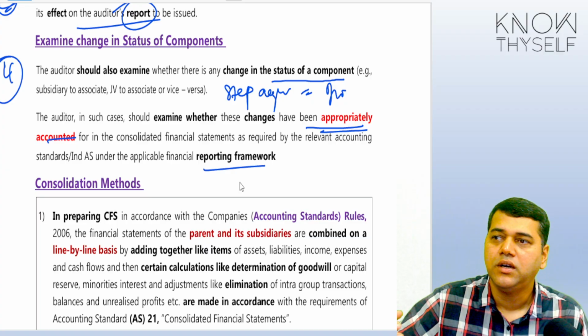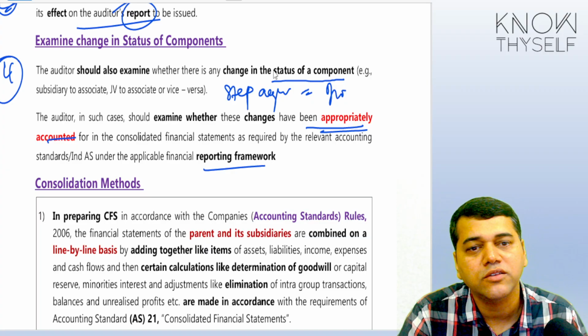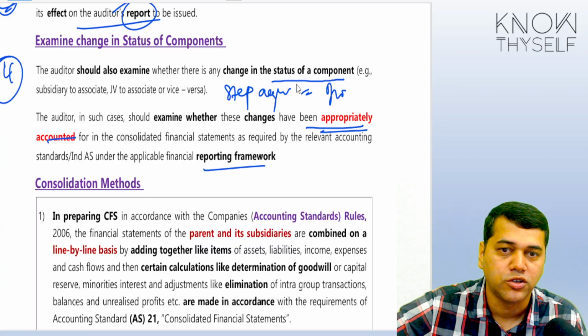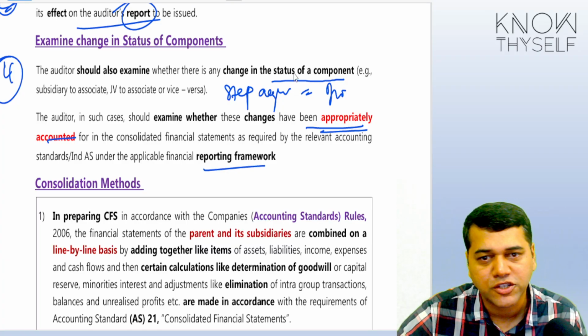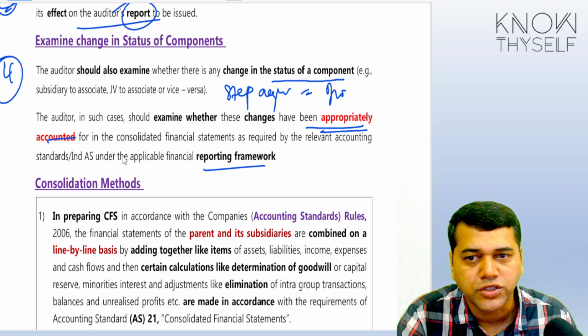Now, your step acquisitions or step disposals will tell you certain things. Okay, so it says that your equity changes should not be recognized unless you have lost the control. Okay, so OCI has to be transferred back to the P&L. So many procedures it will say. So that's what you need to check.